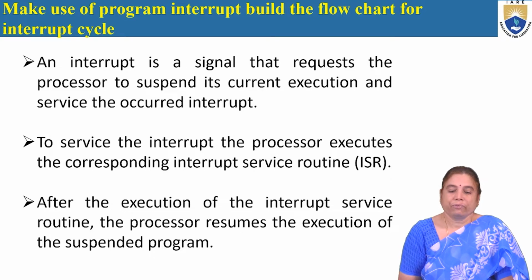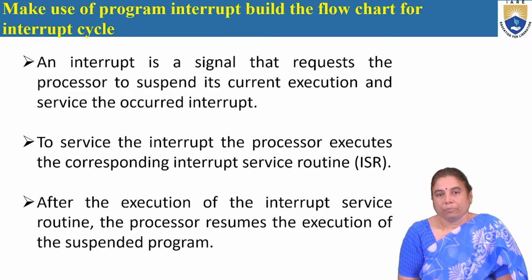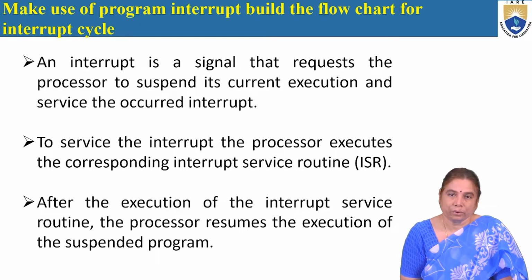Next question: make use of program interrupt. Build the flowchart for the interrupt cycle. So first we have to discuss what an interrupt is. An interrupt is a signal that requires the processor to suspend the current task that is being executed by the processor and move to the interrupt service routine. After completion of execution of the interrupt service routine, the CPU can resume the main program execution.